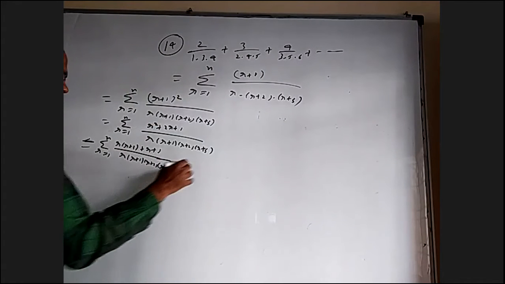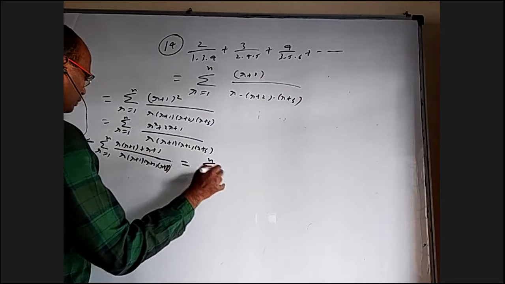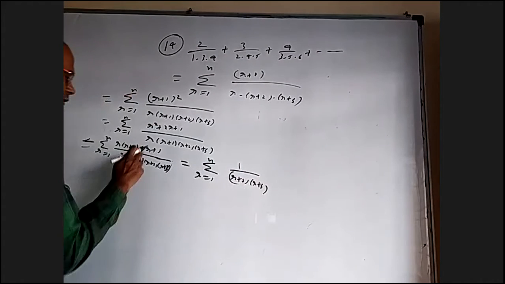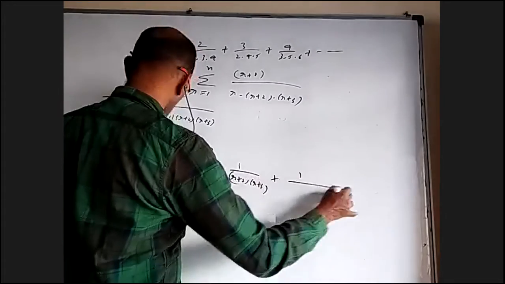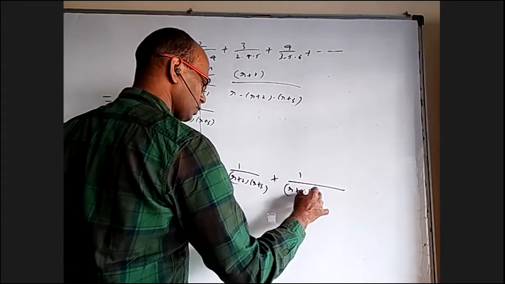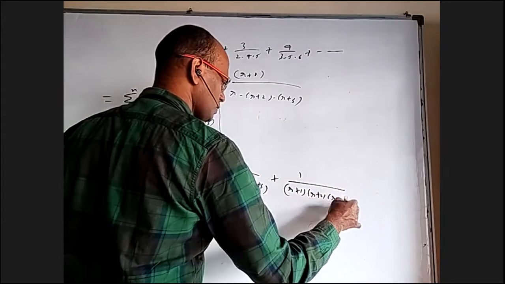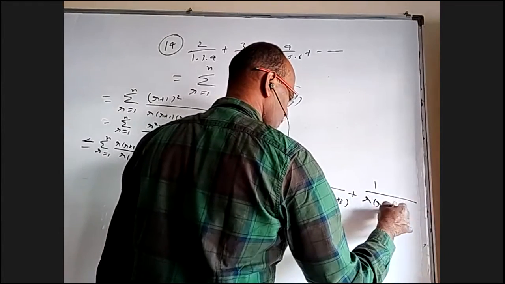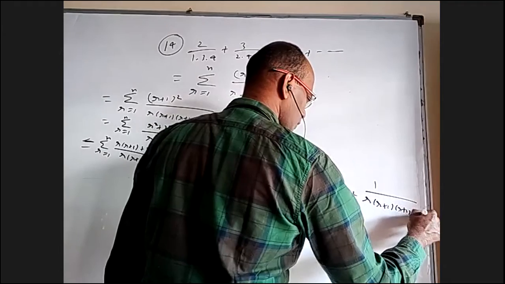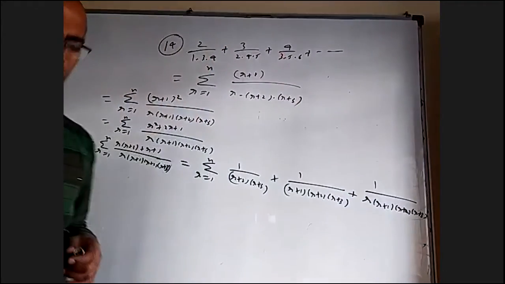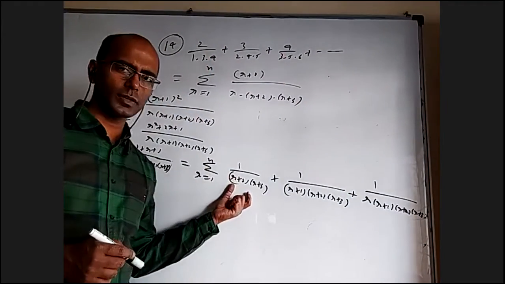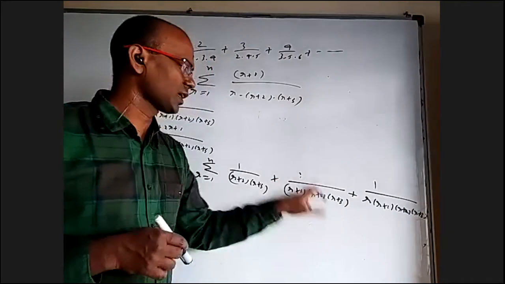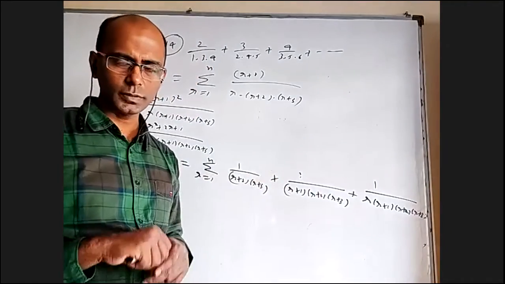Now when I split, it will be sigma r equal to 1 to n, 1 by r plus 2 into r plus 3. When I take this by this, r will cancel: 1 by r plus 1 into r plus 2 into r plus 3. When I take this, 1 by r into r plus 1 into r plus 2 into r plus 3. Now we already learned how to do this. Whenever you have the denominator, we try to write the numerator as difference of first and last and split it, like method of differences, right?